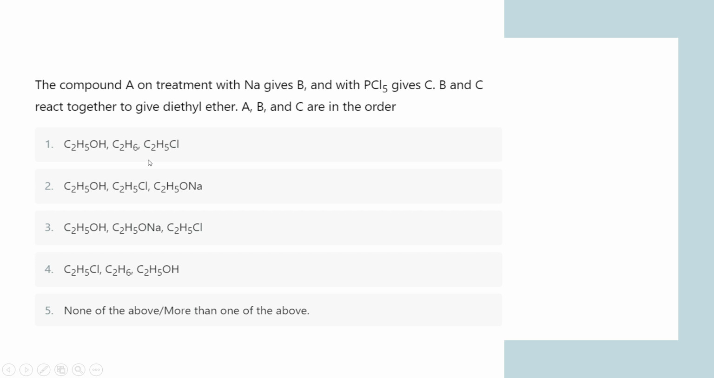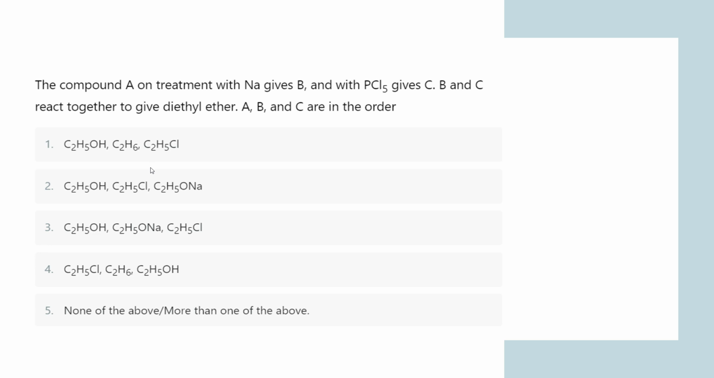We don't even have to move to the C given. Directly by looking at the B given here, we do not get ethane upon treatment of ethanol with sodium. Okay, what happens? Sodium abstracts the proton from the alcohol, and in turn you get sodium ethoxide.